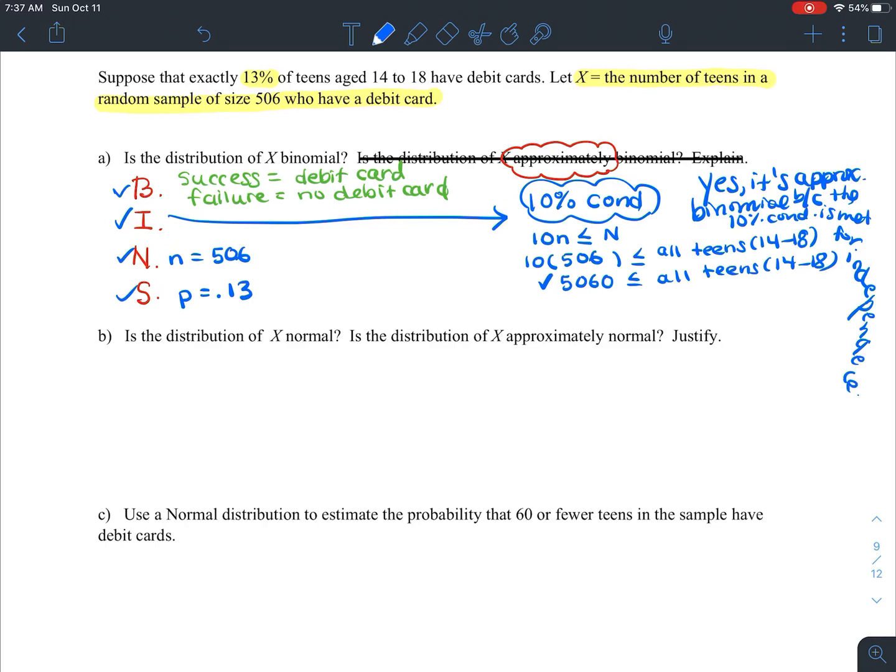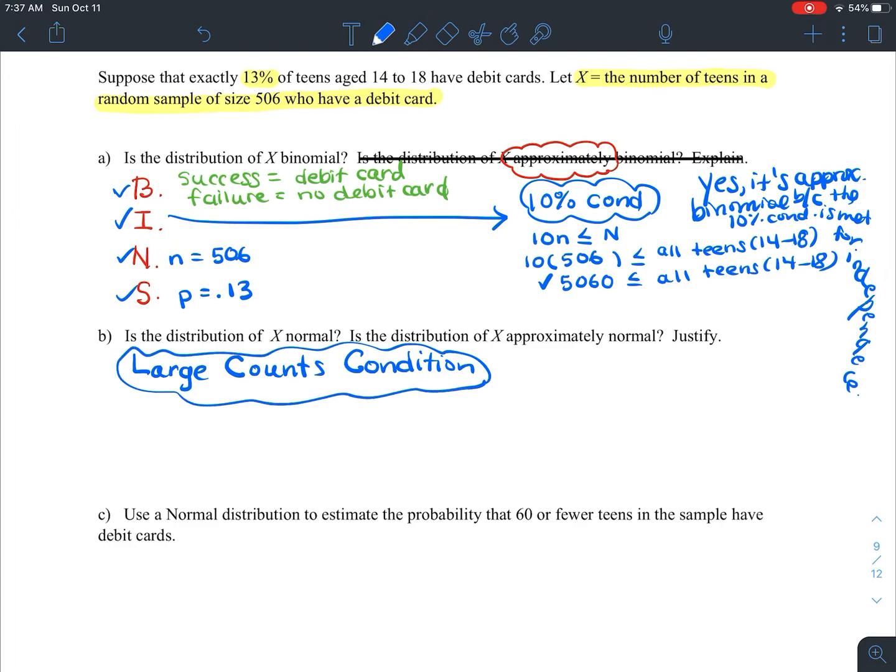Now, for part B, it says, is the distribution of X normal? Okay, well, to test the normal, to see if it's normal, we have to use what's called the large counts condition. Okay, these two conditions, the 10% condition and the large counts condition, is something that is continually going to pop up in future chapters. We're going to be using these a lot. You guys will have these memorized here for sure.